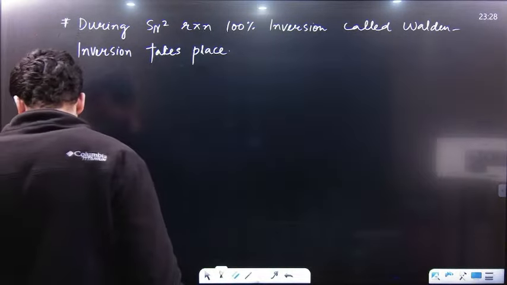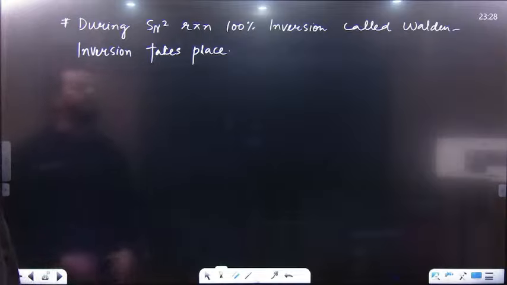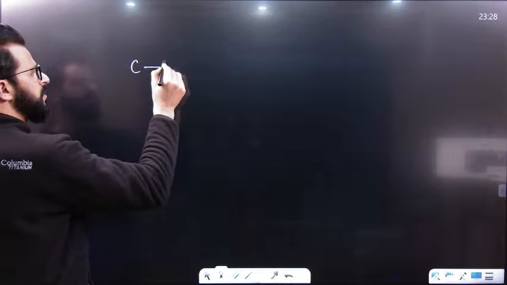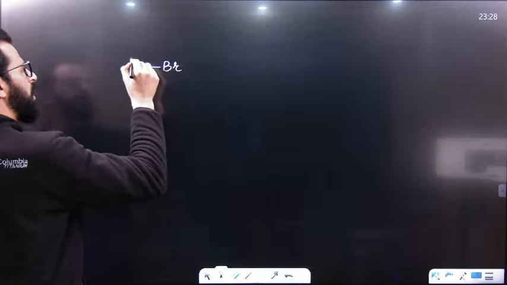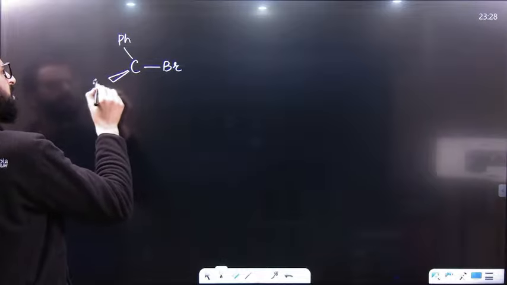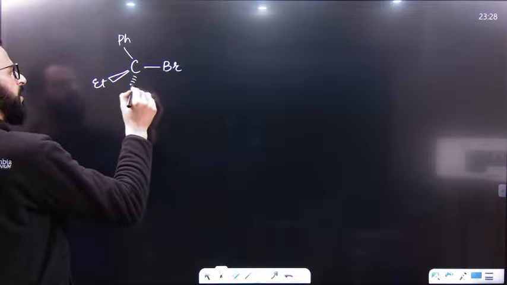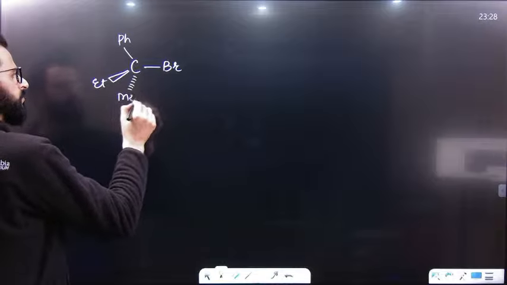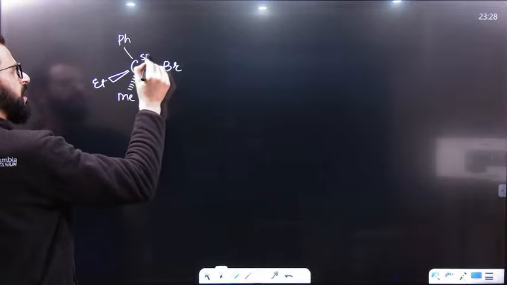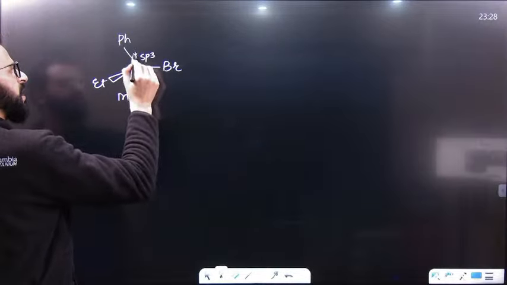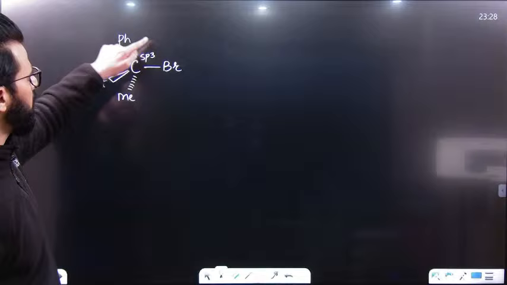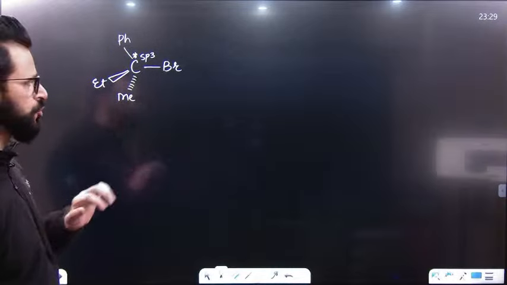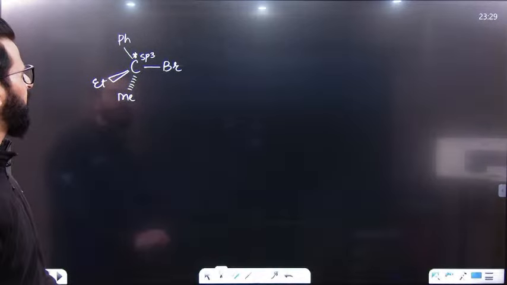Now, have a look towards an example. Have a look, my dear students. Suppose we are having C-Br and here it is Ph. Here it is, say for example, ethyl, and here it is, let us suppose, methyl. That means this carbon is sp3 hybridized carbon and this is a chiral center because it's sp3 and is attached to 4 different groups. So this is what we call a chiral center.